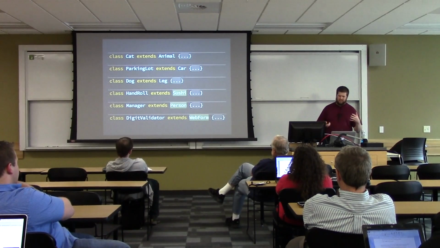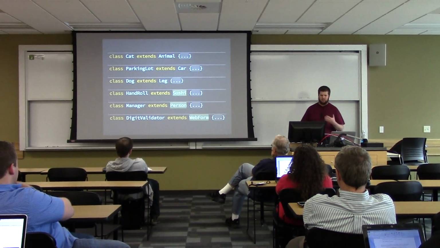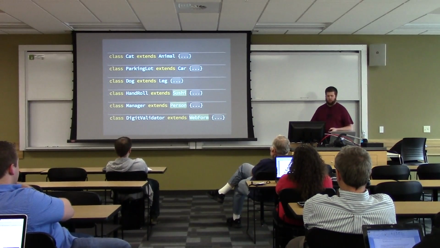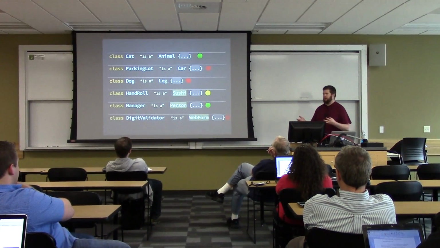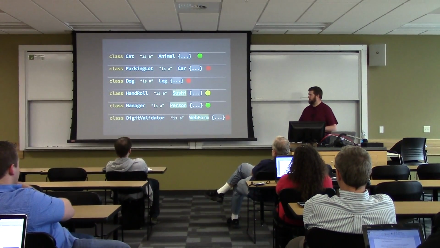Hand roll extends sushi, maybe. Manager extends person, well, maybe. DigitValidator extends web form. So let's take a look at what these look like. If we replace it with "is a," cat is an animal, that seems to make sense. A parking lot is definitely not a car, so that's a wrong place to use inheritance. Dog is not a leg, so that's also a wrong place to use inheritance.